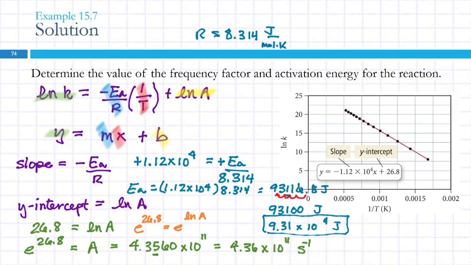I had a question. So if we're finding the activation energy and the frequency factor, what does that slope mean again? Like that equation, is that like the rate constant? No, the slope here isn't the rate constant. The slope is this thing right here. But that equation, what does that represent? This equation, what does that represent?